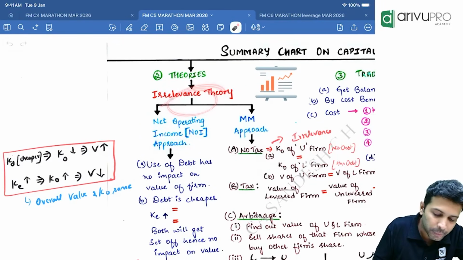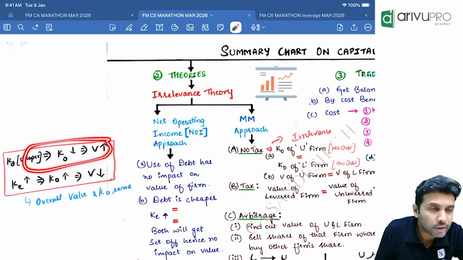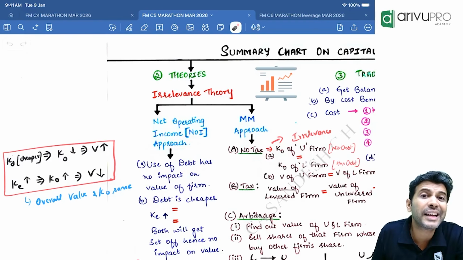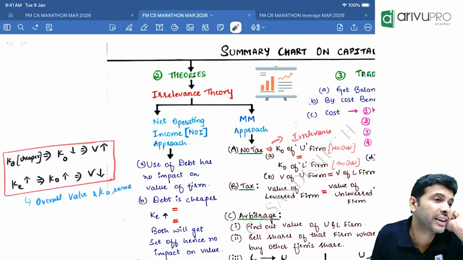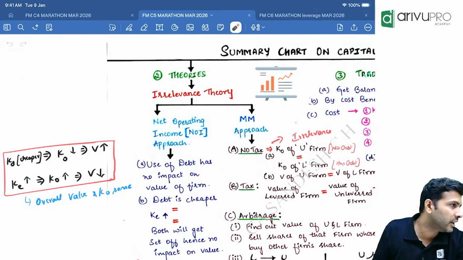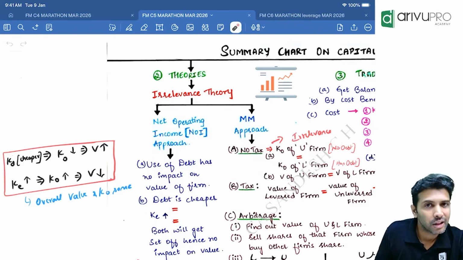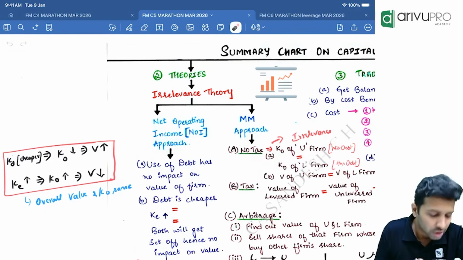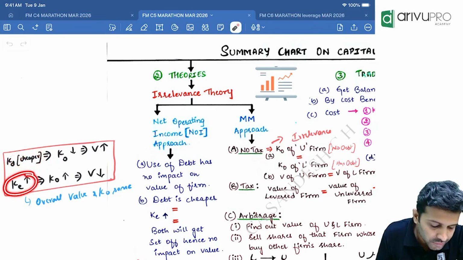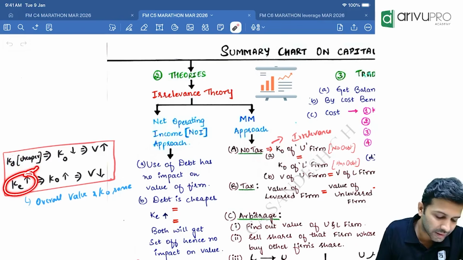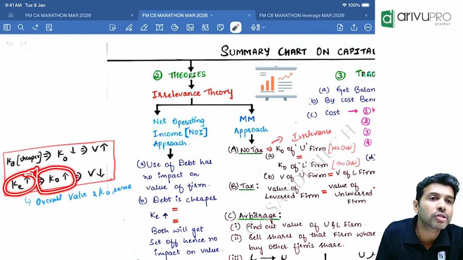Now, the net operating income approach says not only this, one more thing will happen simultaneously. What is that? The moment the company takes debt, does the business risk stay the same or increase? The moment the company takes debt, the business becomes risky. The moment the business becomes risky, equity shareholders will expect a higher return. So the moment you take debt, the cost of equity will increase because the business has become risky. If the cost of equity increases, then the overall cost also will increase.